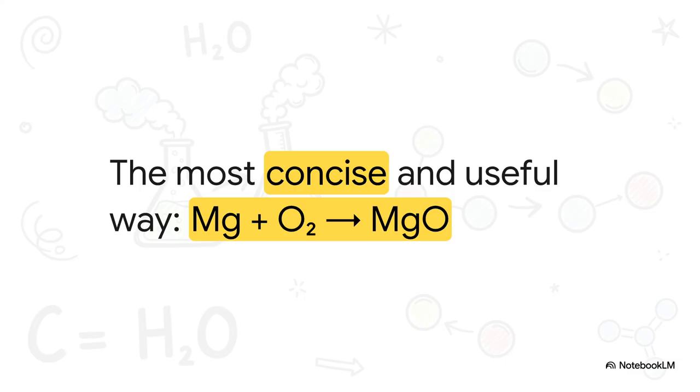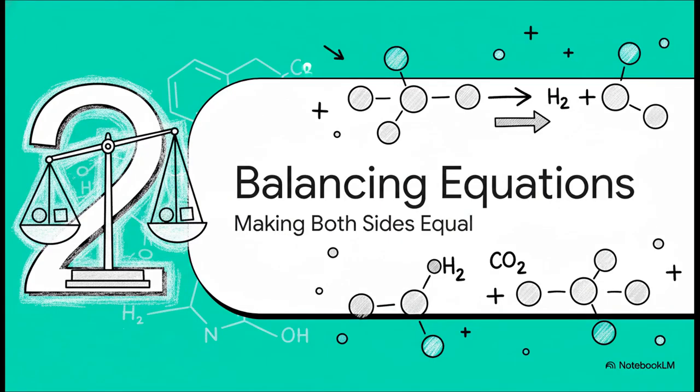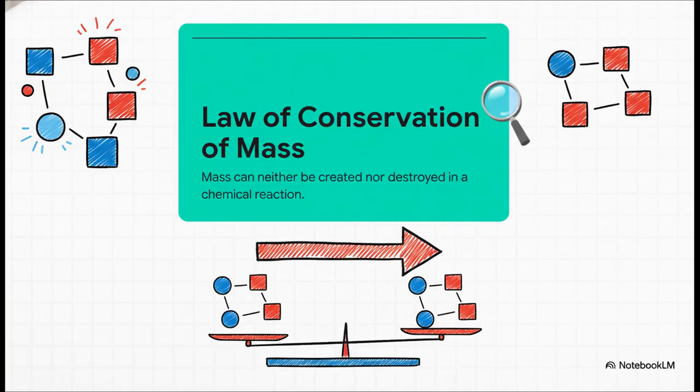Okay, let's now move to one of the most important skills in chemistry, and that is balancing a chemical equation. This is something you will have to do again and again, so please, let's understand it properly. But first, why do we need to balance equations at all? It is because of a very fundamental law of science, the law of conservation of mass. This law states that mass can neither be created nor destroyed in a chemical reaction.